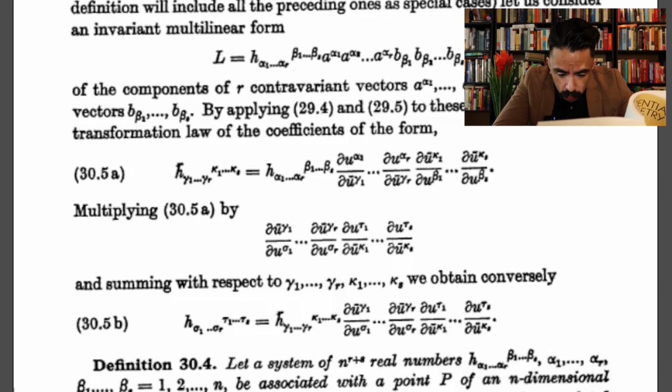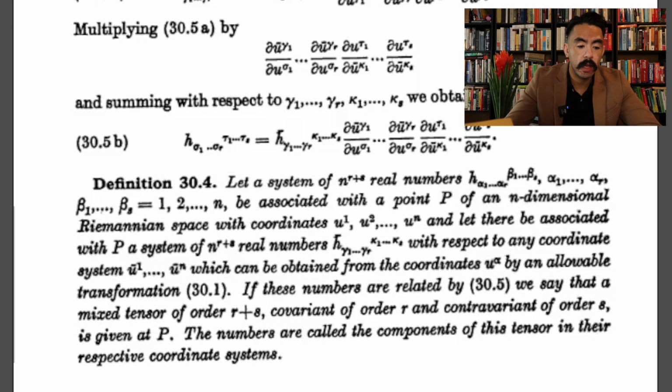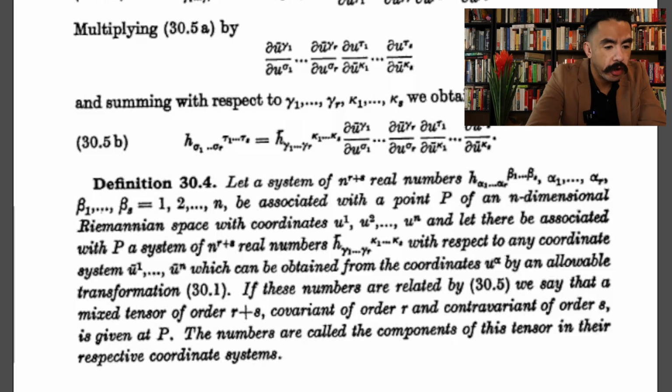This h is equal to h-bar with a subscript gamma 1 through gamma r and a superscript kappa 1 through kappa s, times the product of partial derivatives: partial u-bar gamma 1 over partial u sigma 1, etc., partial u-bar gamma r over partial u sigma r, times partial u tau 1 over partial u-bar kappa 1, etc., partial u tau s over partial u-bar kappa s. And now we arrive at definition 30.4.